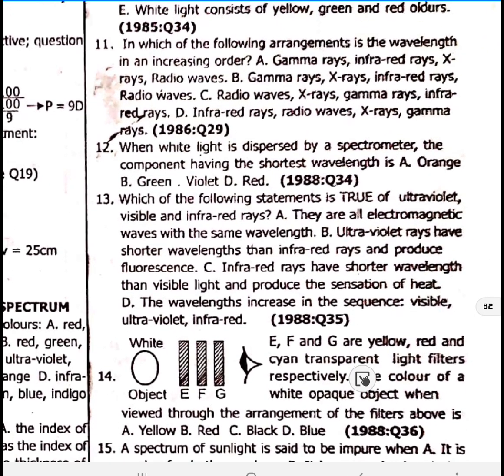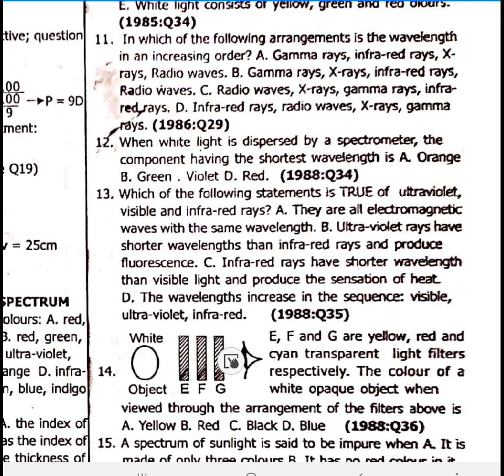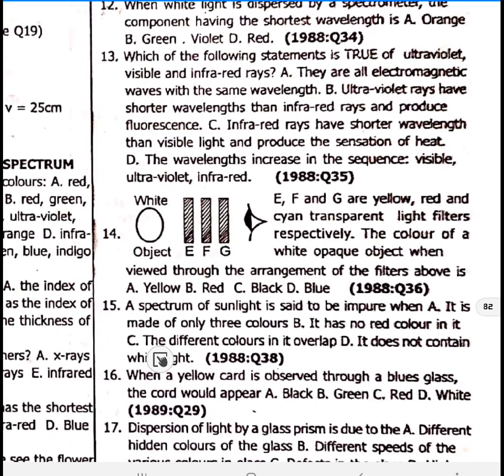Option B. Number 14. E, F, and G are yellow, red, and cyan transparent light filters respectively. The color of the white opaque object when viewed through the arrangement of the filters above is black. It's black. You have white light, then you have between red and green.